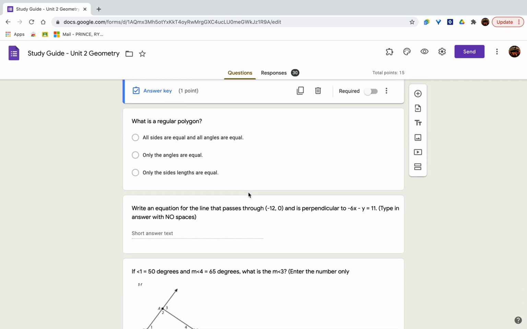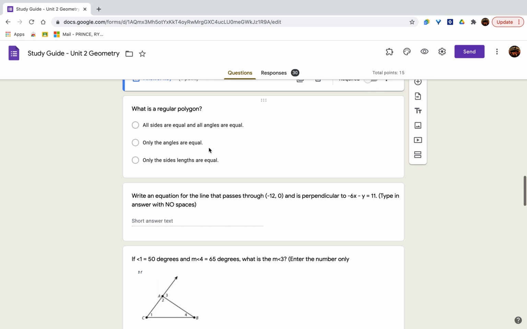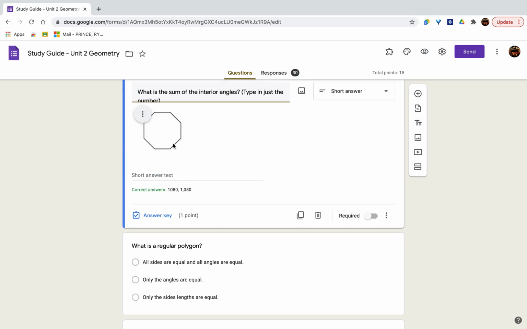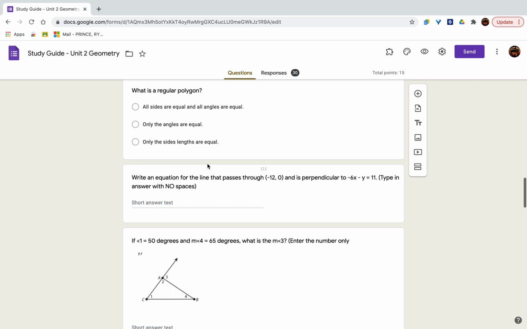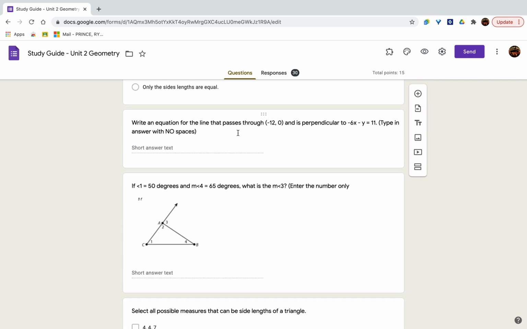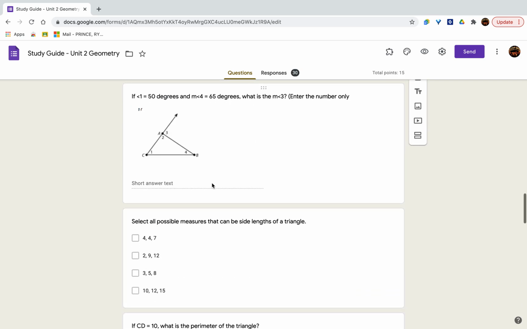A regular polygon just means that all sides are equal and all angles are equal. Everything's exactly perfect, kind of like we have with this octagon here. They're all the same length, and they're all the same angles. That's a regular polygon. Next one, I'll have to show you math on that one.